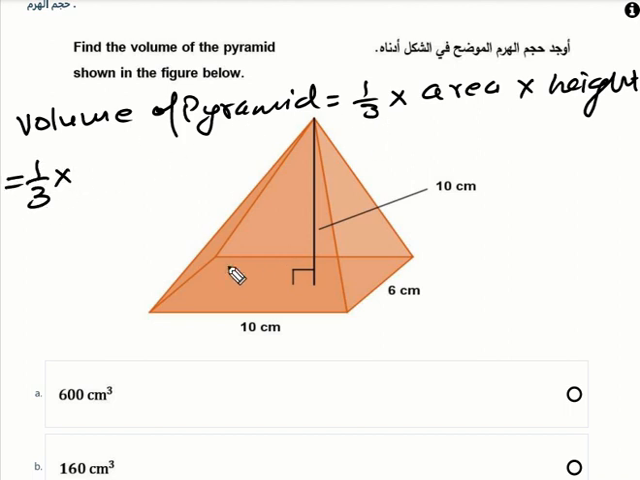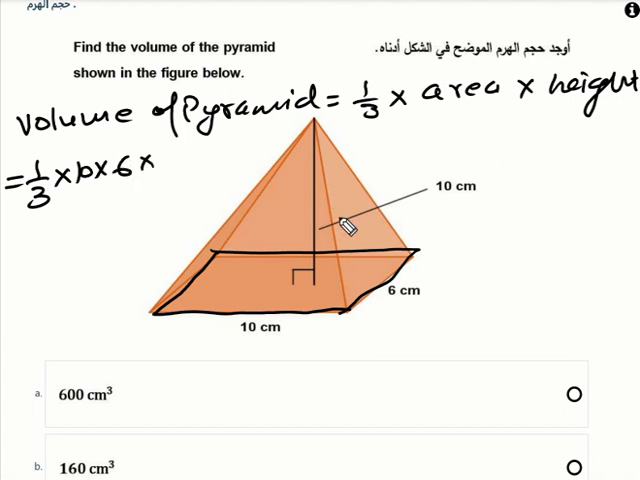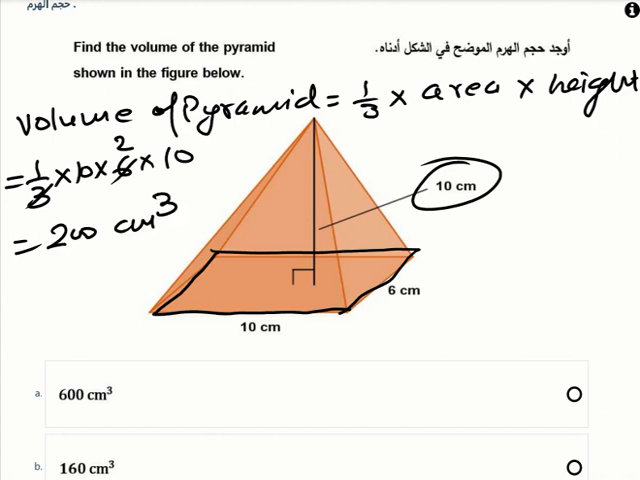Now for the area, the base is a square or rectangle, you can see. Base is a rectangle, so 10 by 6 will be the sides. So 10 multiplied by 6 is the area of the rectangle, times height. Height is given, that is 10, so multiplied by 10. 6 divided by 3 will be 2. So 10 times 2 is 20. 20 times 2 is 200 centimeter cube.